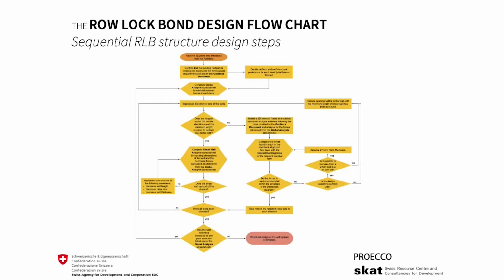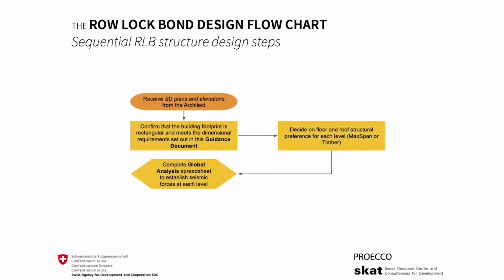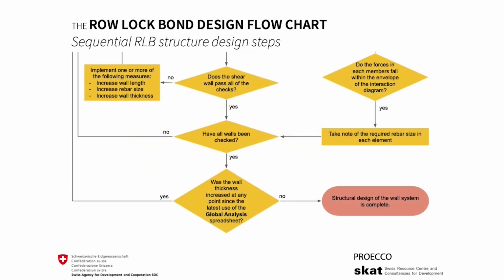In order to start the project structural design, the engineer is guided through the sequential process outlined in the Roloc Pond design flowchart. The starting point is receiving the plans and elevation from the architect and beginning to compare the design features against the dimensional requirements outlined in the guidance document. And through the use of the available global analysis tool and following the intuitive steps, the structural design is brought to completion.